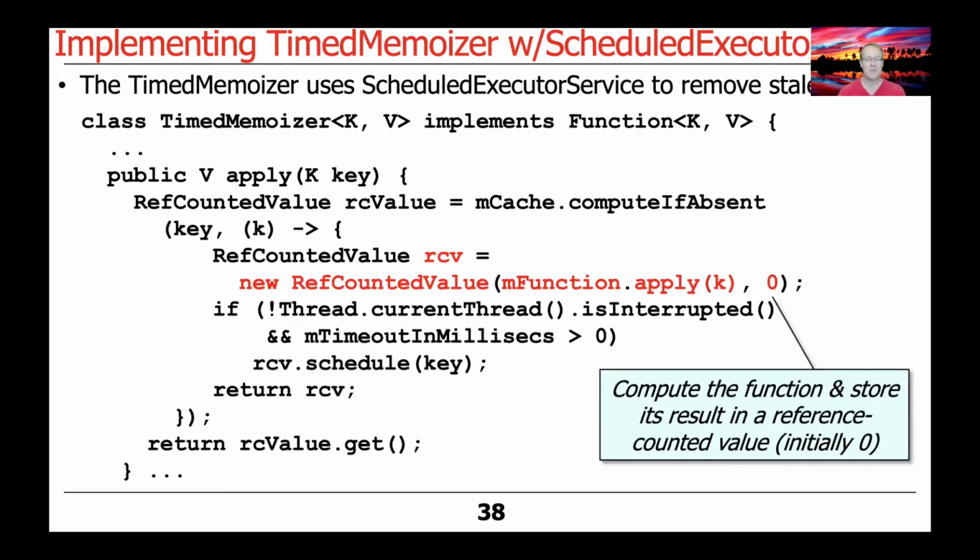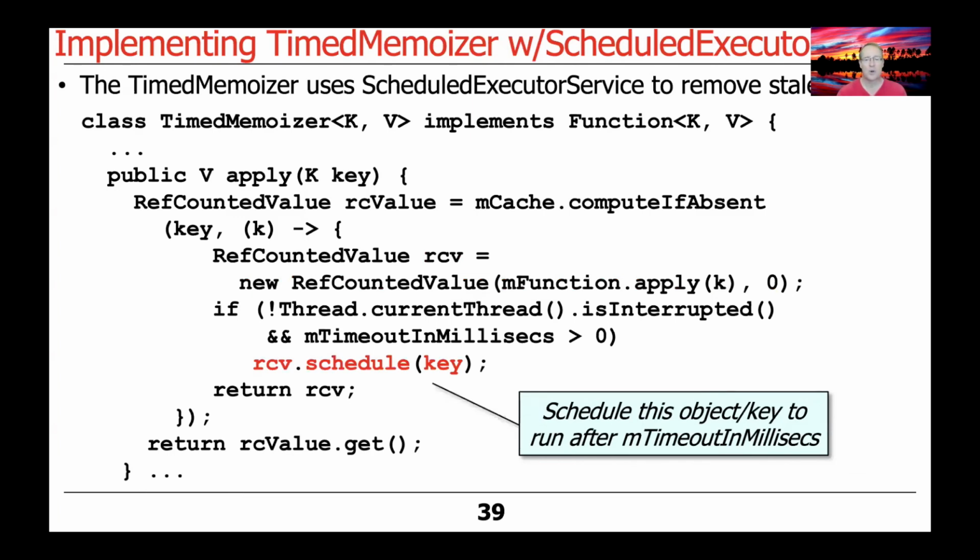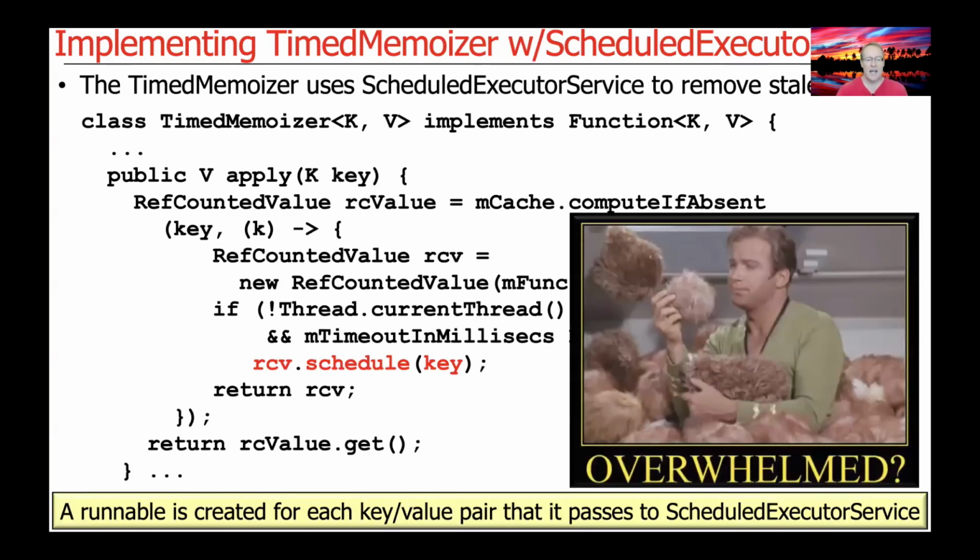So let's break down and see what happens in this case. What happens inside of this Lambda expression is we make ourselves a new ref counted value object, which is going to apply the function to do the long running computation. And it's going to store the initial ref count, which will be 0 to start with, but we'll see in a second that it'll actually get incremented to 1 before we leave this particular Lambda expression. So this is a ref counted object, and this ref counted object actually runs the computation. And what we're going to do is go ahead and schedule this object that we just created, this ref counted value, to run in that many timeout milliseconds in the future. So what's happening here is a runnable is created for each key value pair that's passed to the scheduled executor service, which could be excessive, and we'll talk shortly about how to fix that problem.